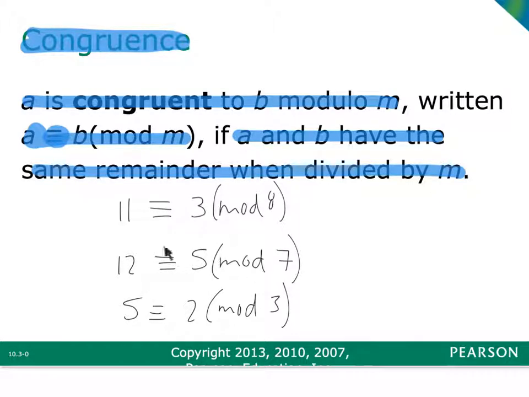Okay, so here's some examples. 11 is congruent to 3 modulo 8. That means when I divide 11 by 8, I'm going to get 3 as a remainder.